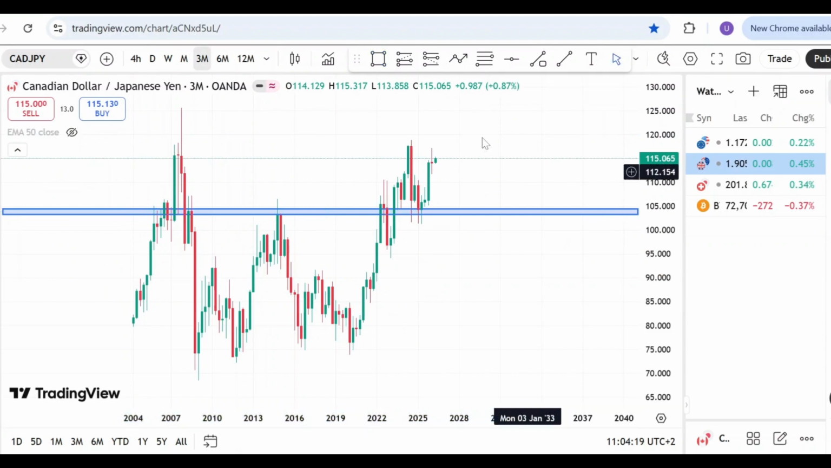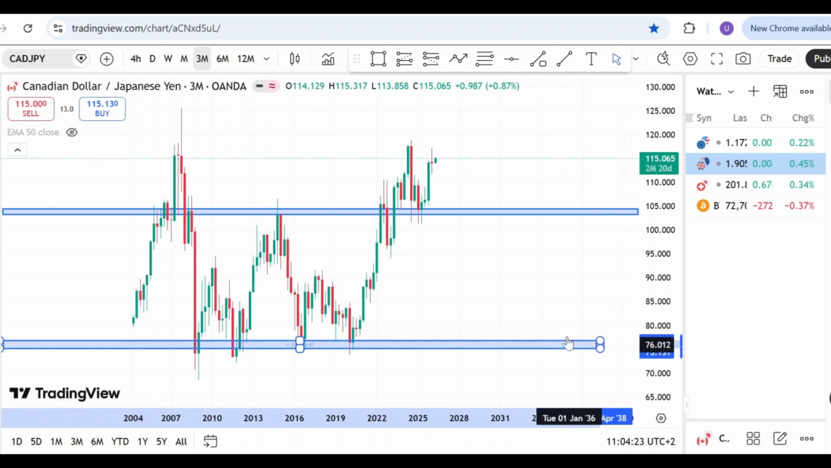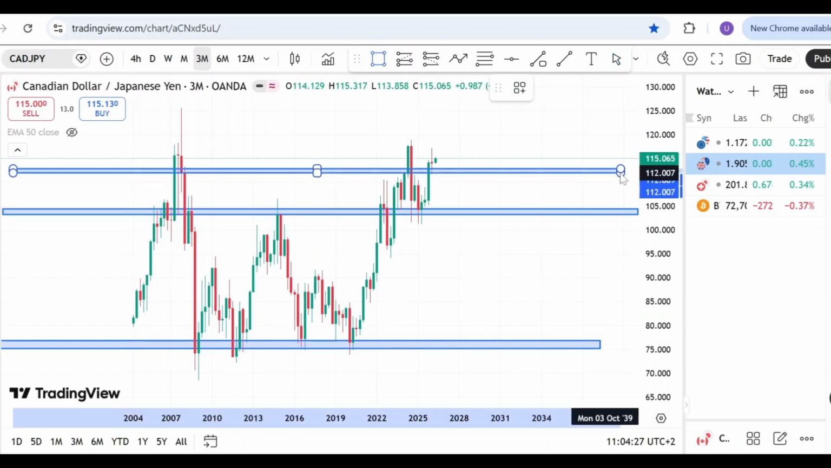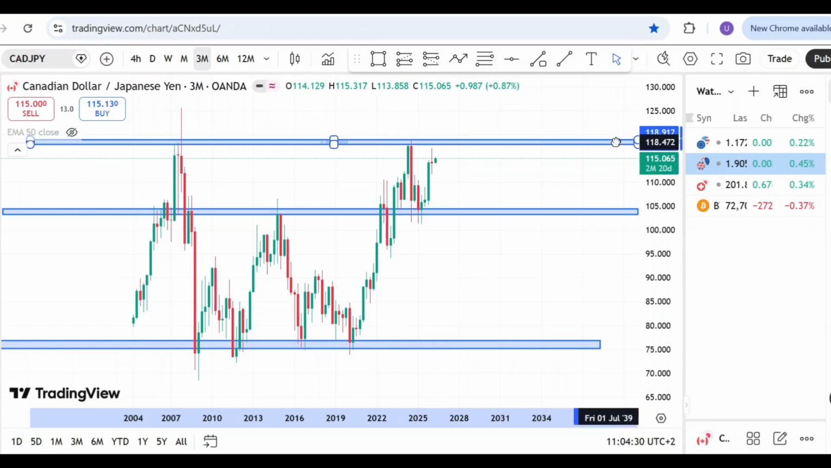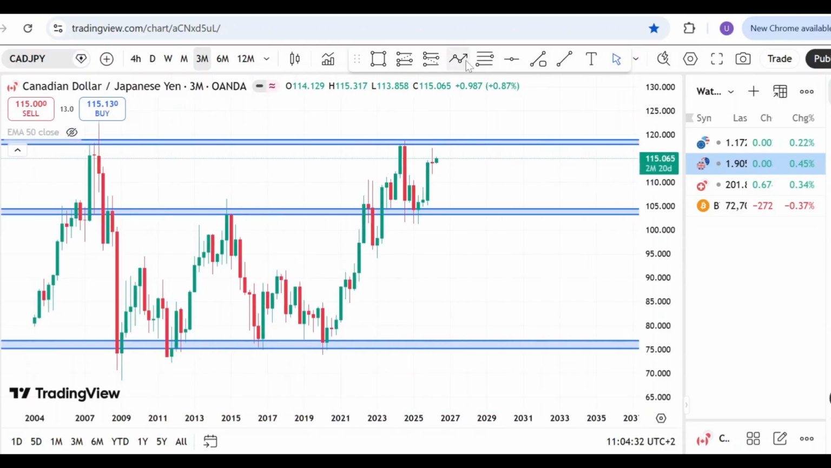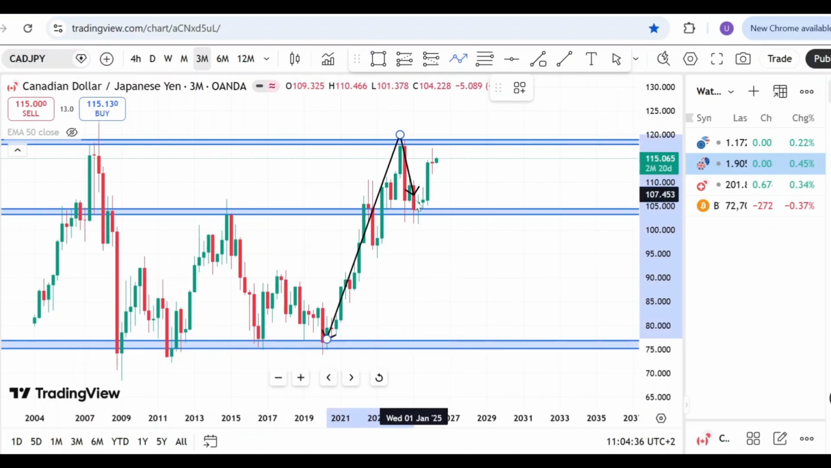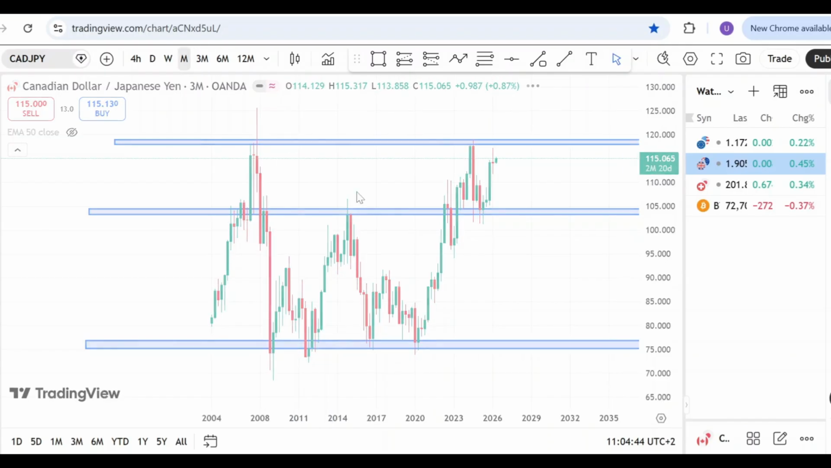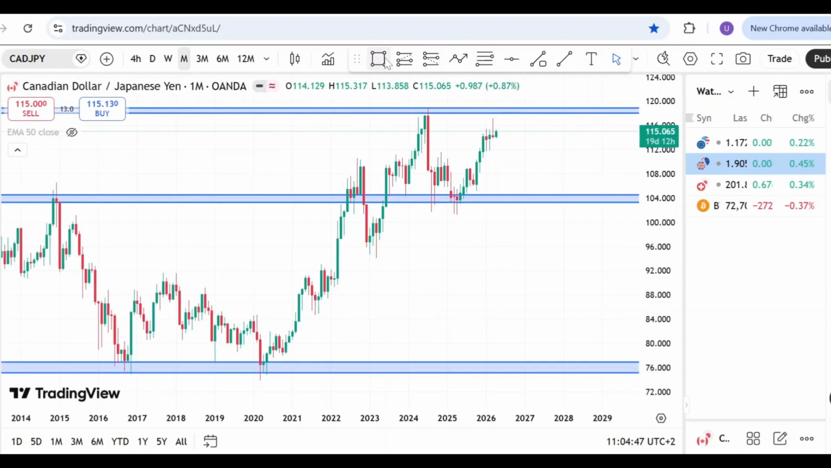As you can see, this is the 3-month midway zone, the 3-month lower zone, and this is the 3-month upper zone. We are seeing a very beautiful uptrend. We are seeing a break of structure, a higher low. We expect the continuation in an uptrend. Let's go to the monthly time frame and see what's happening.